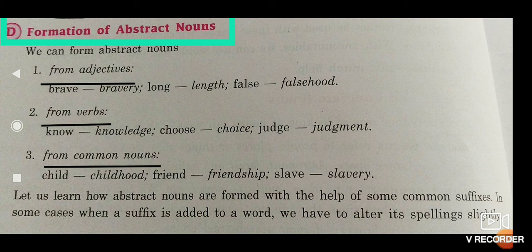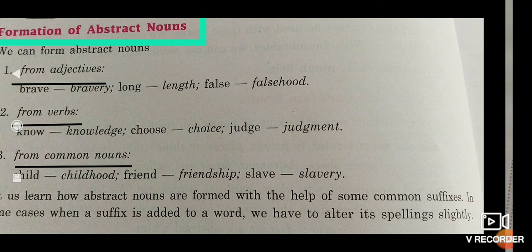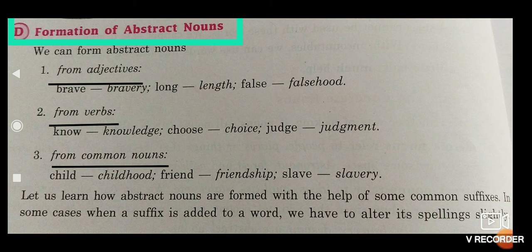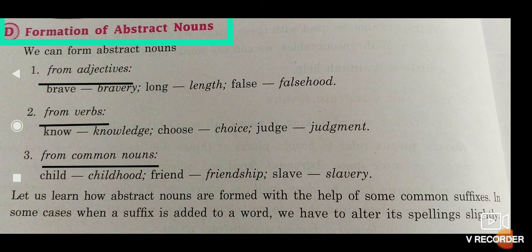So the first rule is that abstract nouns can be formed from adjectives, verbs, or common nouns.